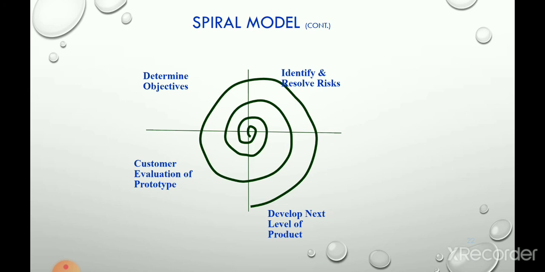And in the fourth quadrant the customer evaluates the software and does the planning. The planning starts according to the feedback of the customer. Then again the next loop starts. Okay, the process goes on until the fully developed software is built. And this spiral model is used in large projects where the risk is more and the technical issues are more. In that case the spiral model can be used, but it is expensive and complex.